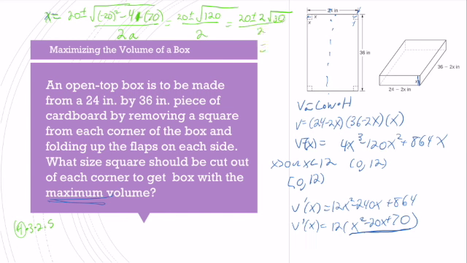That is my height. But this is not in our domain. 10 plus the square root of 30 is not in my domain. So we're just going to have 10 minus the square root of 30 as the value of x we'd cut out in order to maximize our volume.